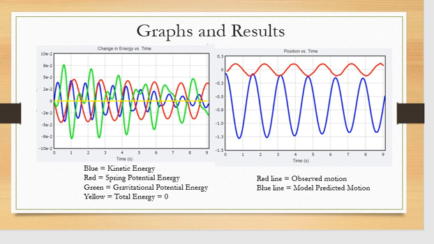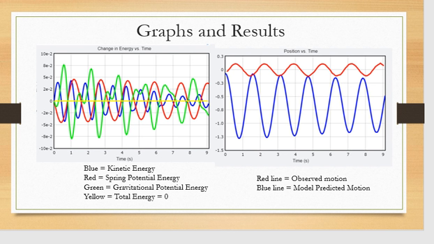After the code is run, you can see the mass is oscillating. The graph here shows these energies. The blue line is the change in kinetic energy. The red line is the change in the spring potential energy. The green line is the change in gravitational potential energy. And the yellow line is the sum of the changes in all the system energies.